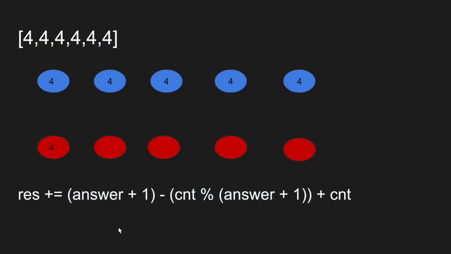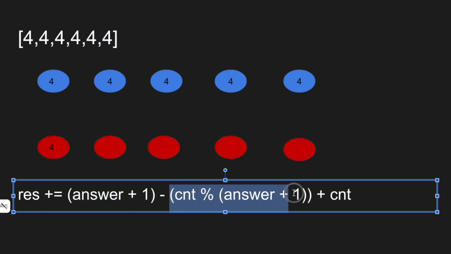And also, there's an edge case. If this turns out to be 0, then we only need to add the count. We can eliminate all of this because this is assuming there's a remainder. So if the remainder is 0, then we will just add count to result.